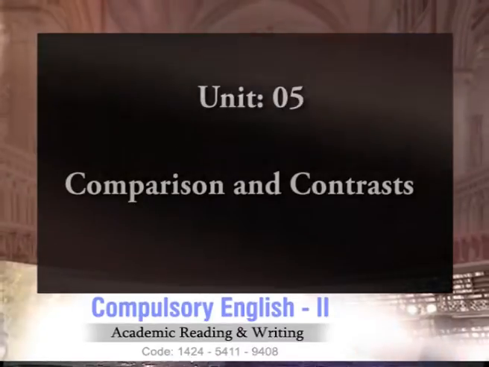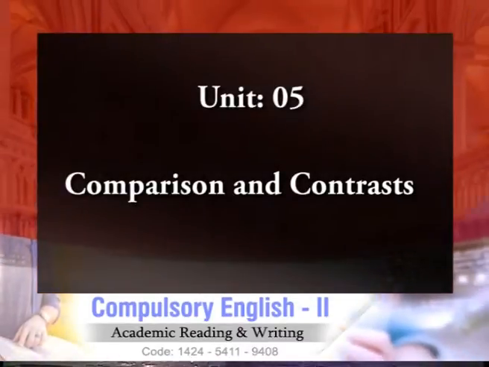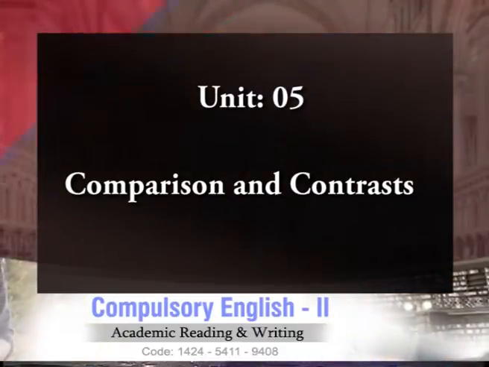I'm your instructor Somia Sohail, and we'll be discussing Unit 5 of your book Compulsory English 2 with the code 1424-5411-9408 for BA BS. Unit 5 is about comparison and contrast.